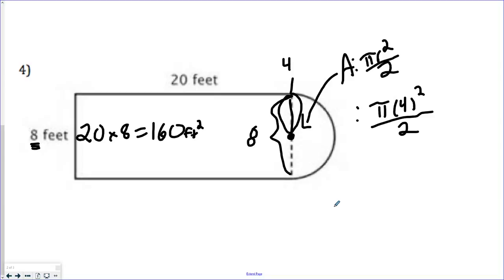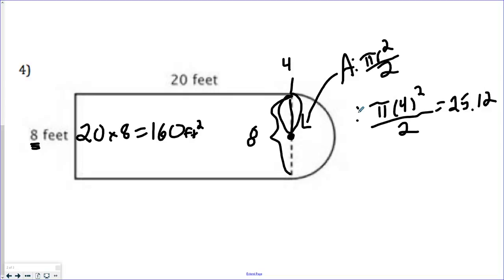Now, if you want to use 3.14 in place of pi, that's fine. That's a decent estimate. That's what I'm going to do. And you get about 25.12. Now, if you got something slightly different, that probably means you used the pi key instead of 3.14 as an estimate like I did. And that's perfectly fine. Just make sure you're showing your work and what you're typing in, and you should be okay.